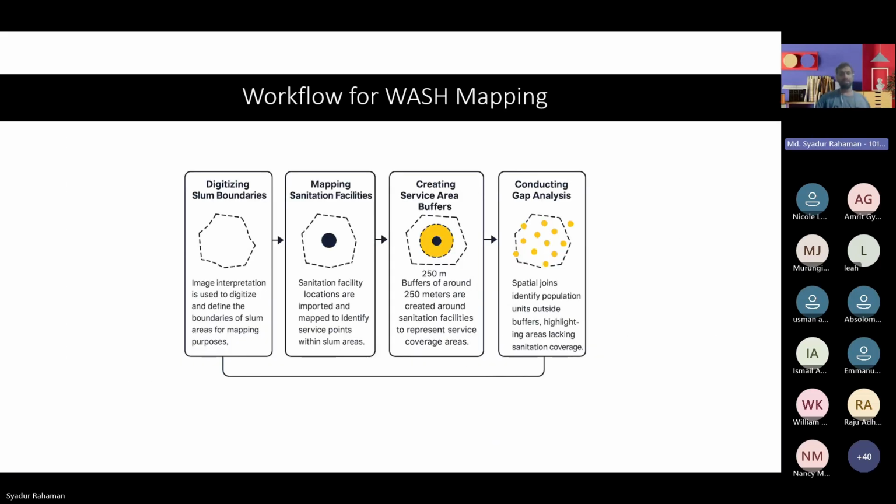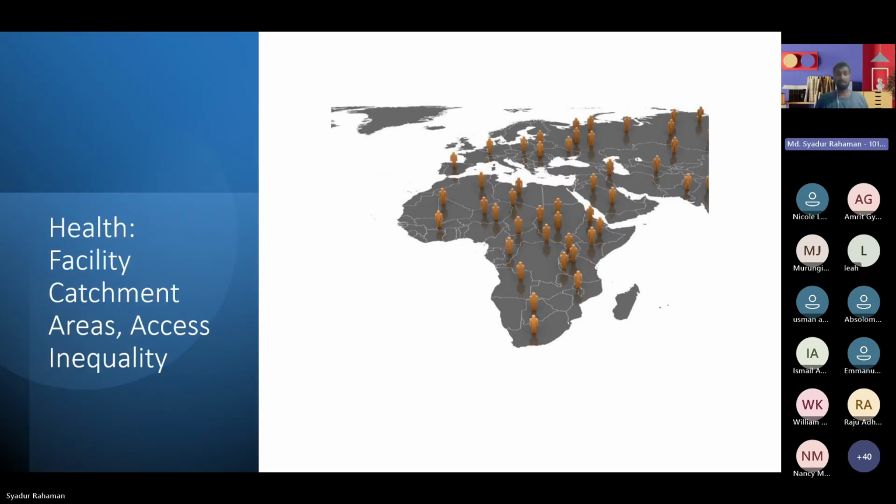So here we give a simple workflow. First is digitizing the slum boundaries. Second thing is mapping the sanitation facilities. Third thing is creating service area buffers, and fourth thing is conducting gap analysis. So this is the simple workflow for sanitation analysis.